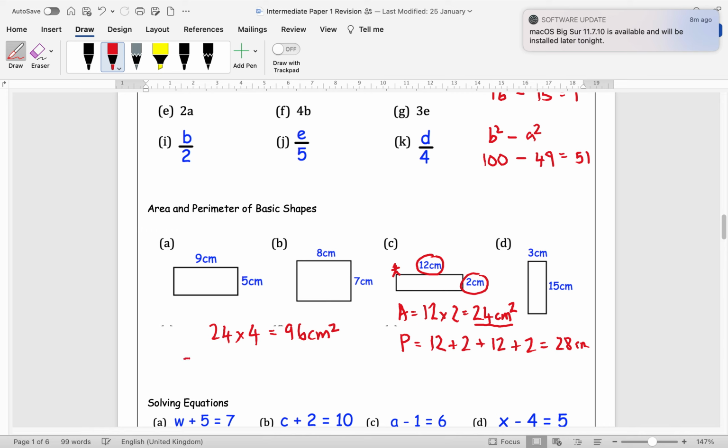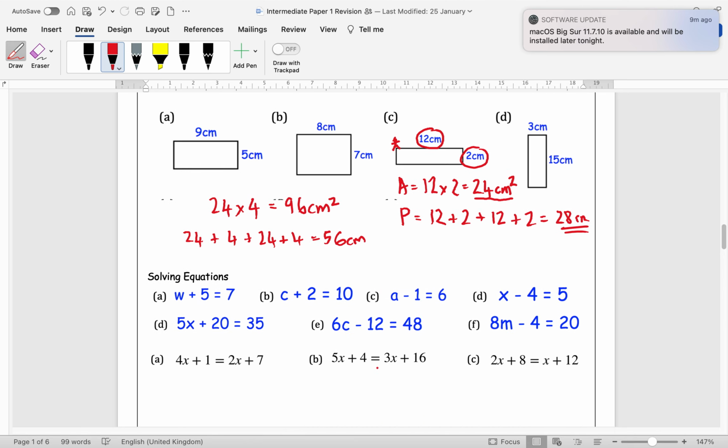However, the perimeter would become 24 plus 4 plus 24 plus 4, which is 56, which is double that. So if you double the length and double the width, the area will more than double, but the perimeter will double. And if that doesn't make sense, don't worry, just remember how to do area and perimeter. Should be enough to get you some marks in that question.